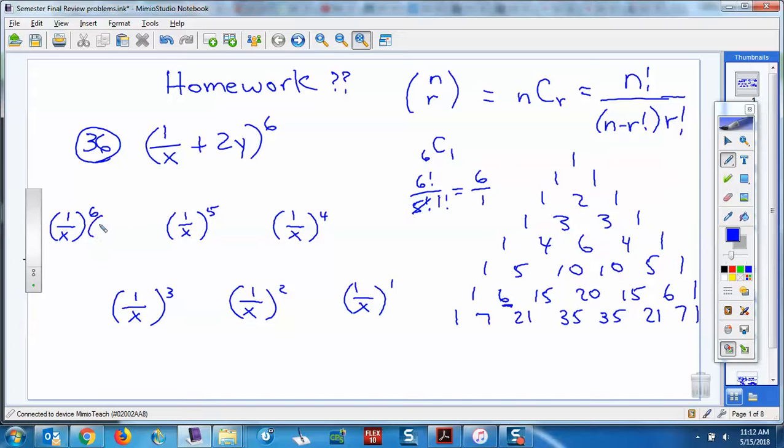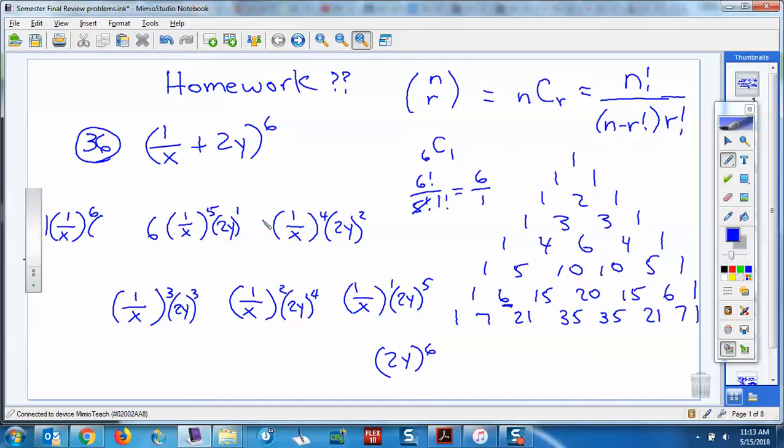Okay, the 2y is going to be, well, that'd be to the 0 on this first one, then it's going to be 2y to the 1st, so that's what I mean by those adding up to 6. This is going to be 2y to the 2nd, this is going to be 2y to the 3rd, this is going to be 2y to the 4th, and this one's going to be 2y to the 5th, and then the very last one is going to be 2y to the 6th. Okay, that's the pattern. And then what numbers go in front here? 1, 6, 15, 20, 15, 6, and 1. Okay, and then since nothing's negative in this one, they'll all be plus signs. There'll all be plus signs in between.